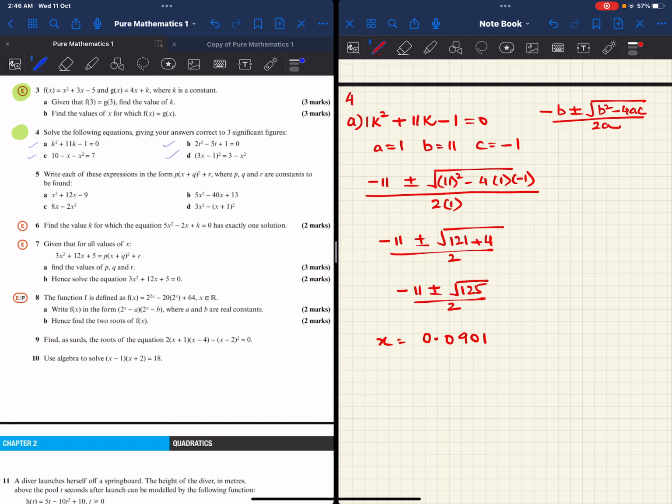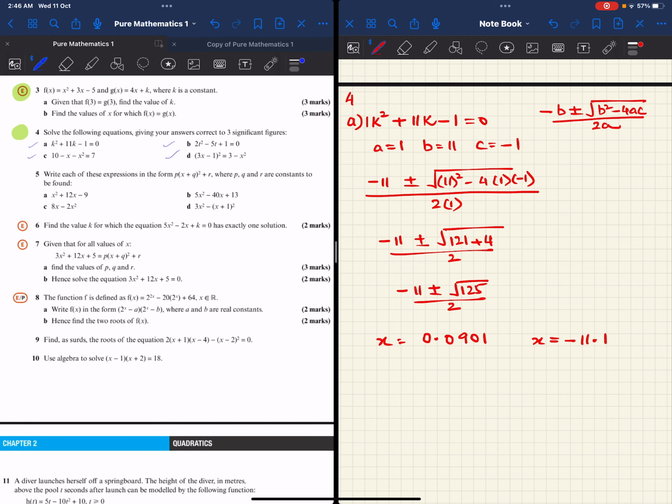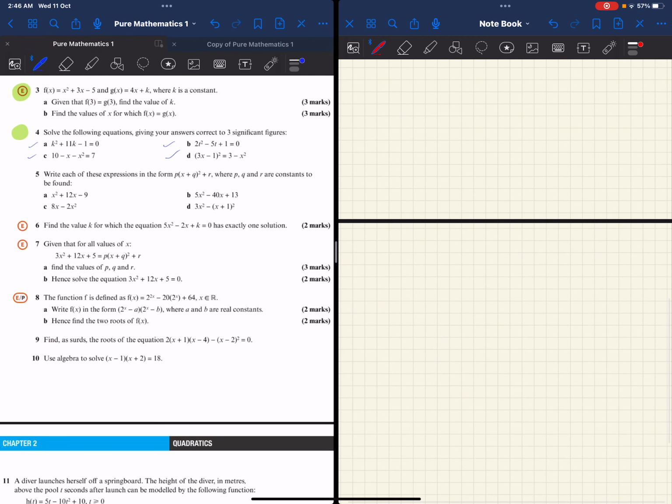So x is equal to 0.0901. So 0 in the beginning is not a significant figure. So the first significant figure is 9, 901 to 3 significant figures. And moving on, if we replace the positive sign with minus, we have our answer x is equal to negative 11.1. Okay, so that answers question A.